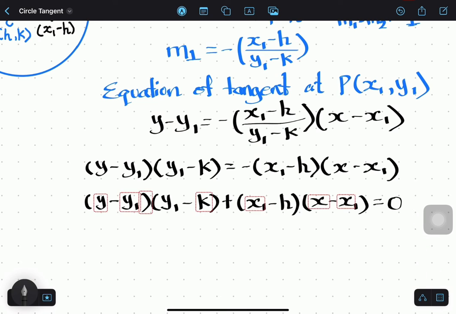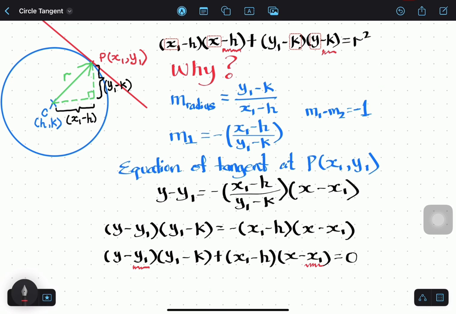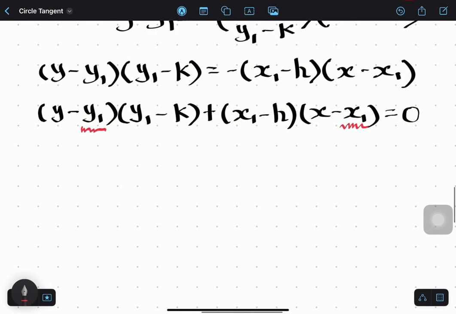Then I try to compare this result with my earlier result. How is it possible? How am I going to make it the same as the one here? There's a negative h term here. The only difference is the negative h. There's no negative h here, there's x1.